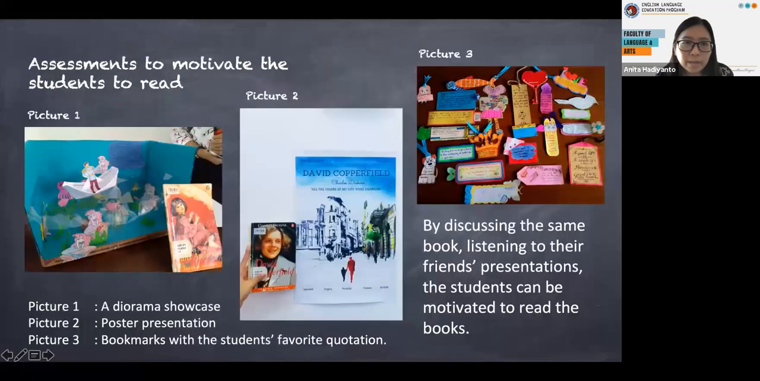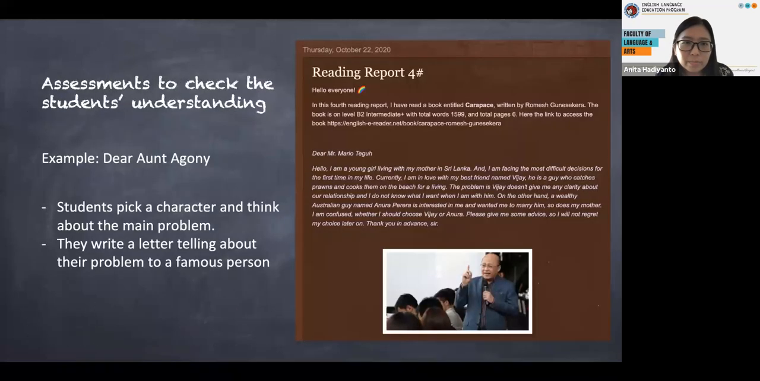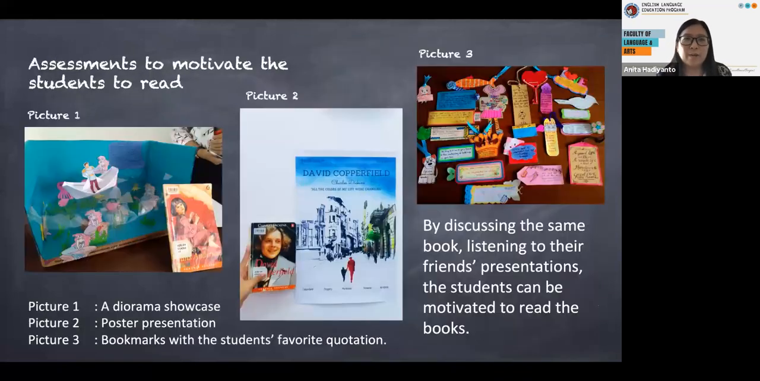Okay, so I think I put in the wrong slide. Oh, okay. I'll go to this slide first, and then I'll go back to the previous slide.